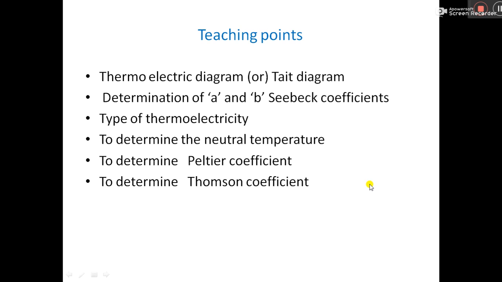Teaching points. Thermoelectric diagram or tide diagram, determination of A and B, that is Seebeck coefficients, types of thermoelectricity, to determine the neutral temperature, to determine Peltier coefficient, and to determine Thomson coefficient, and also to determine the thermo EMF of a thermocouple. These are all uses of tide diagram.